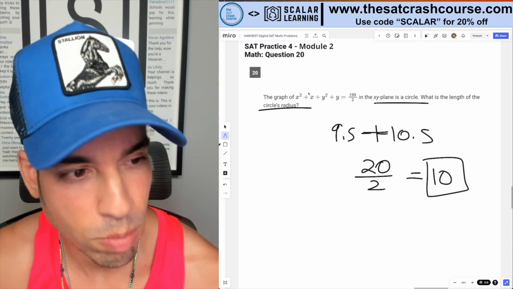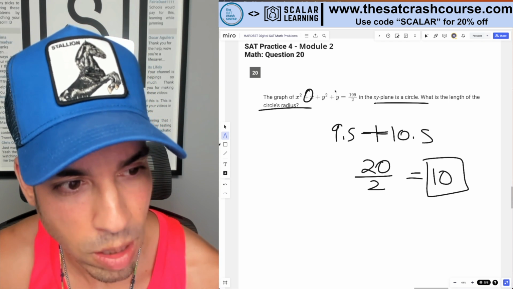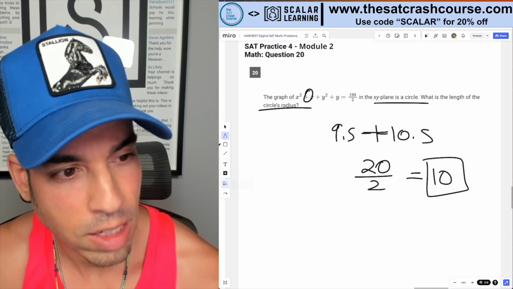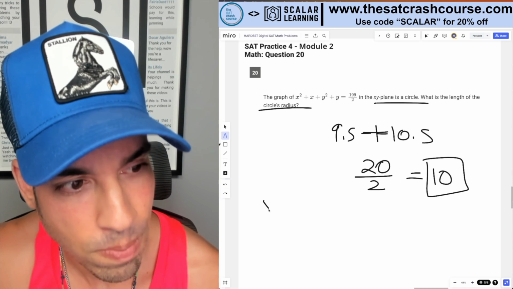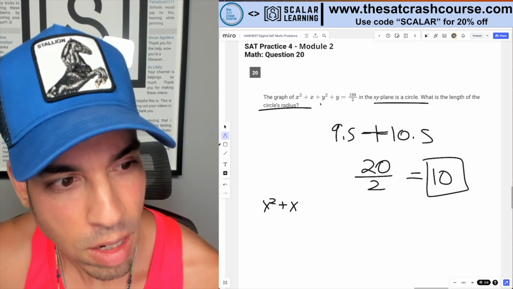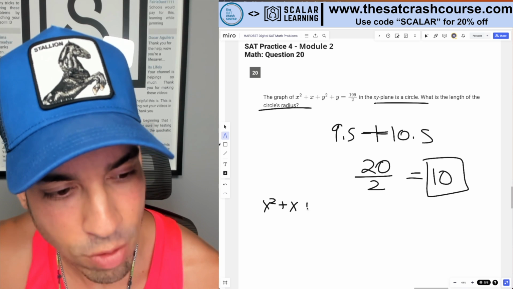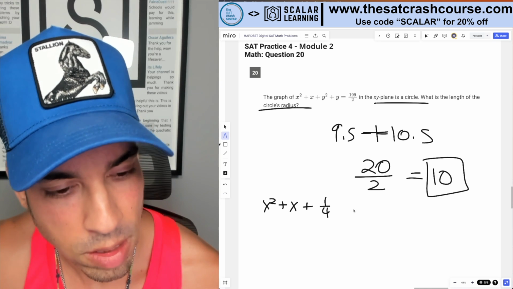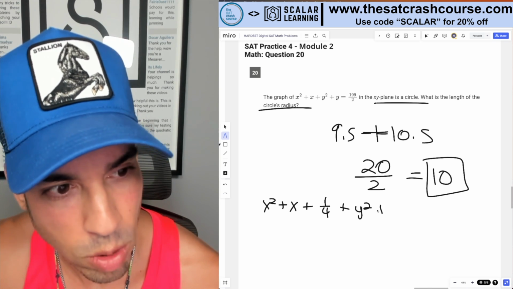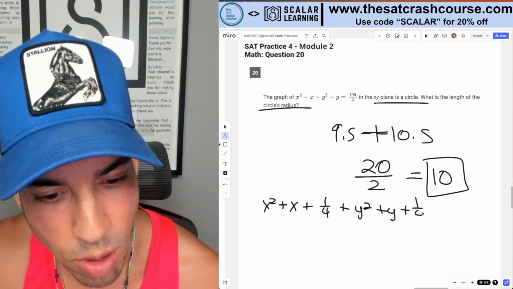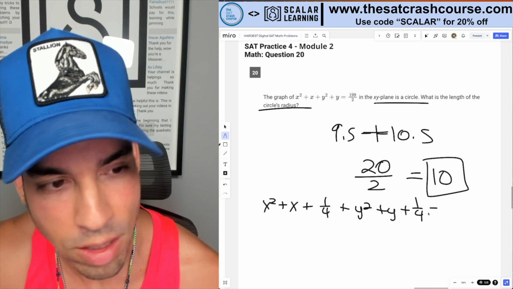That's kind of going to be a long process. You have to take half of the b term, square it, and add it to both sides. Actually, I'll run you through it just so you can see. So we have x squared plus x plus half of 1, which is 1/2, squared is 1/4. Same for the y value, y squared plus y plus 1/4. And if we're adding it to the left side, we must add those to the right side.